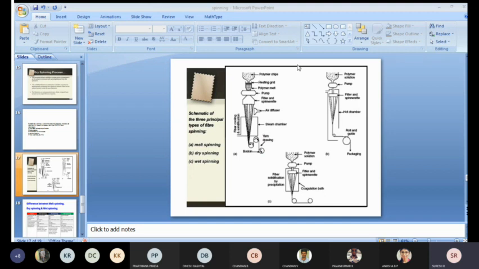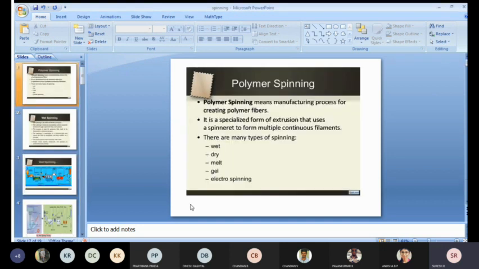So this is about the spinning process, which we have been discussing for the last three classes, the different types of spinning processes. In other words, spinning is nothing but a specialized form of extrusion. Extrusion means we have to elongate the structures, and these are the different types of spinning techniques. So we have completed this important topic. In the next class, we will move to the next important topic.